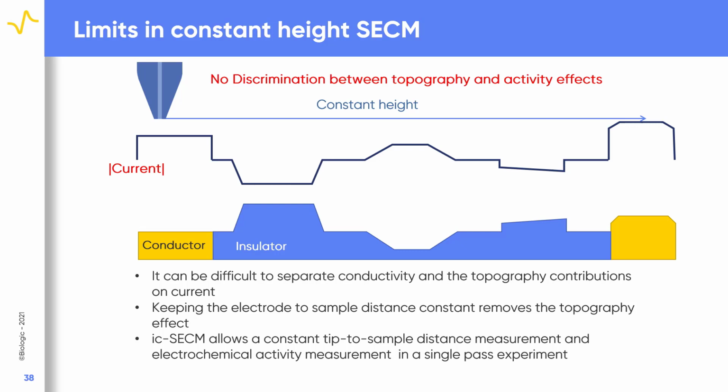This issue can be avoided by maintaining the probe to sample distance throughout the scan. When this is done, the topography effect is removed and only the sample activity is measured. This is achieved using the ic-SECM technique, which allows the tip to sample distance to be maintained while measuring separate activity and topography data in a single pass experiment.